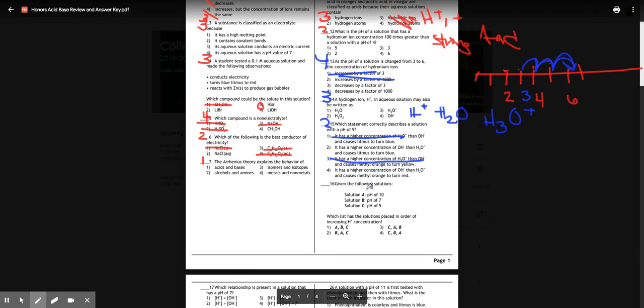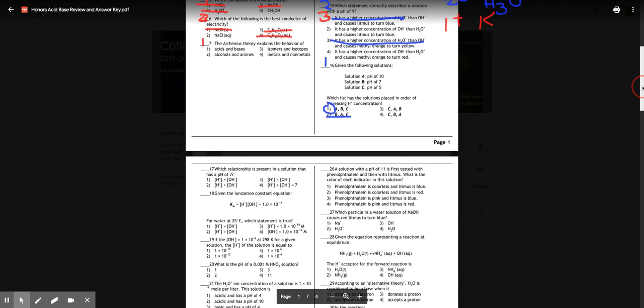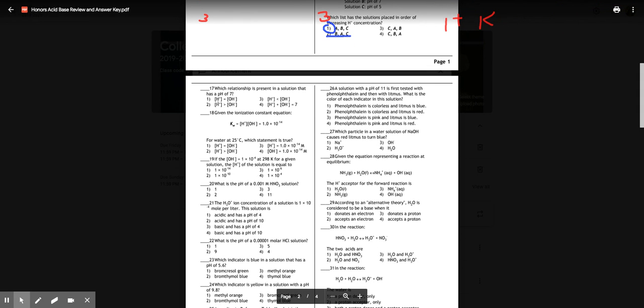Number 16, given these, which list has the solutions placed in order of increasing H+? Increasing H+ means you're becoming more acid. So if you're going from 10 to 7 to 5, this is base, this is neutral, this is acid. So you want A, B, C. Choice 1. All right, remember the brackets around mean concentration.